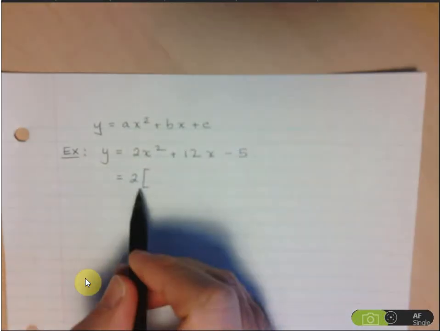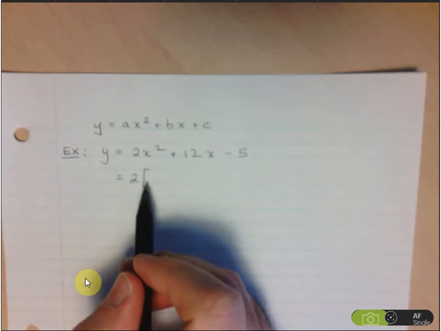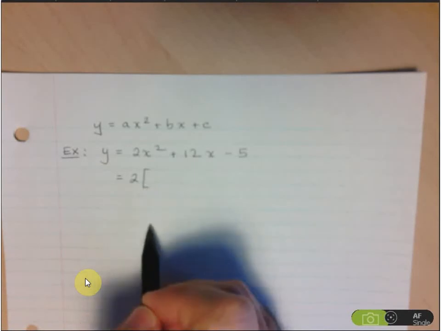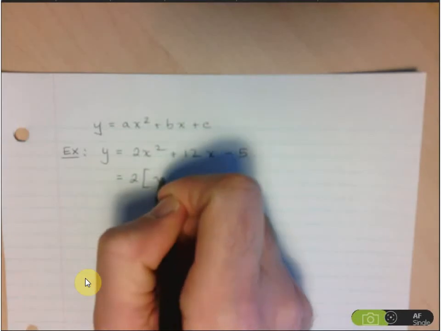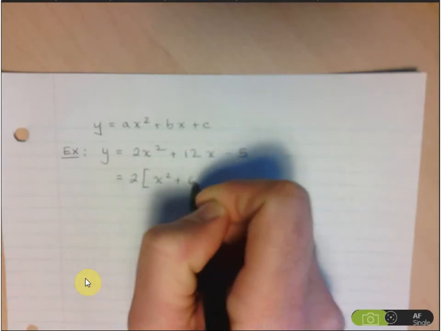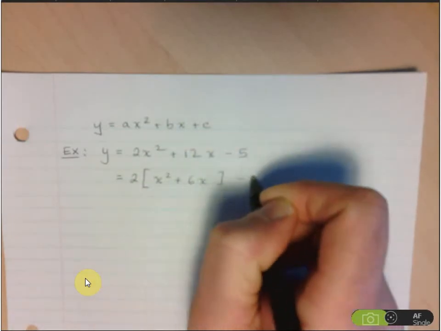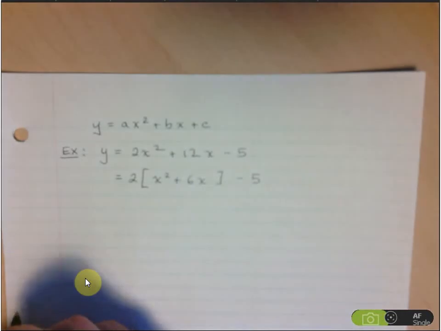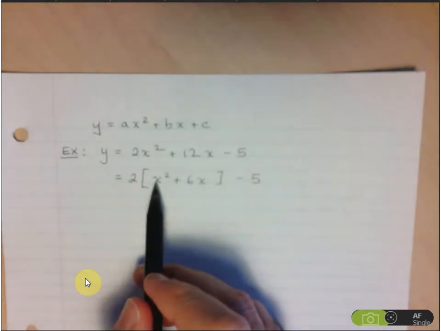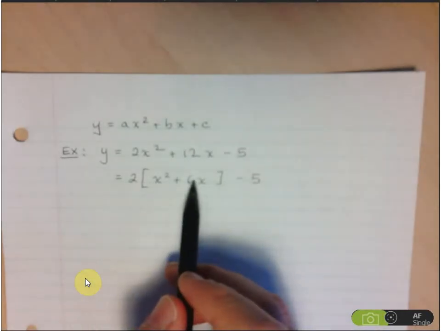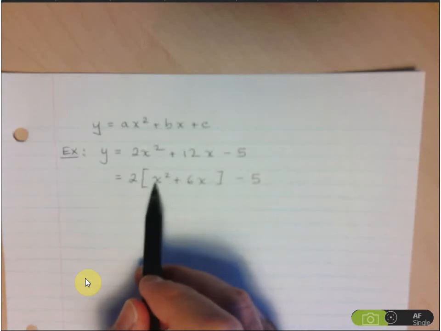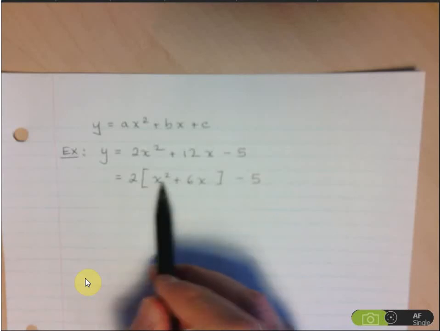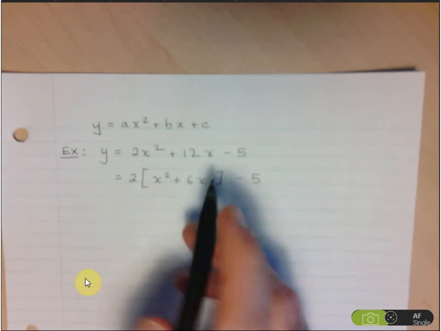Okay, now I'm using square brackets here because I know eventually I'm going to need the round brackets to achieve my perfect square. So if I factor out the 2 from the first two terms, we end up with x squared plus 6x. And then, of course, we always have to keep that minus 5. But now we have a quadratic similar to the ones that we completed the square for before. In other words, we can just apply the exact same process as we did earlier.